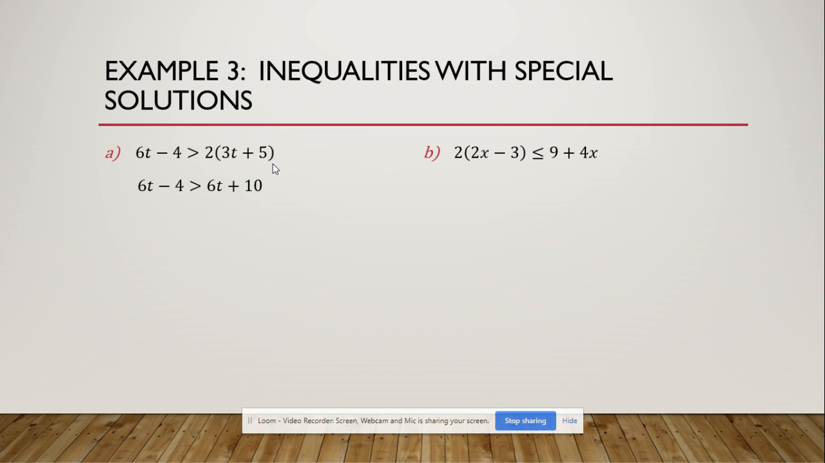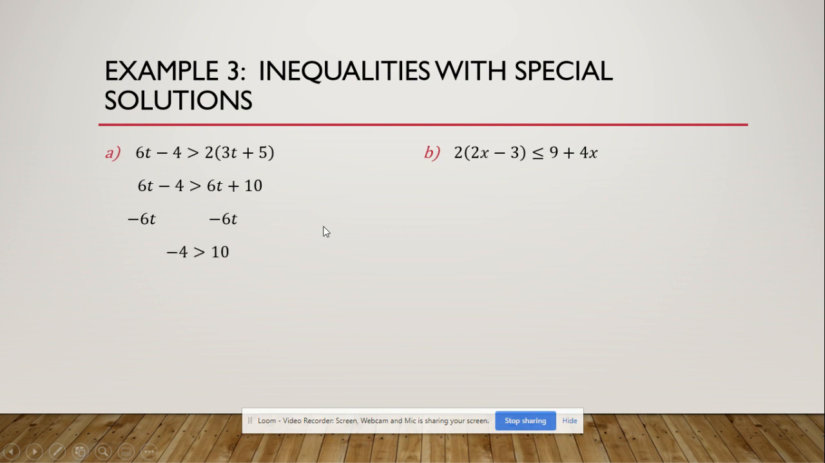Now that I've simplified, I want to try to eliminate t from one side. So we've got 6t over here. Let's subtract 6t from both sides. Now this creates kind of an odd situation in that both sides had exactly 6t.